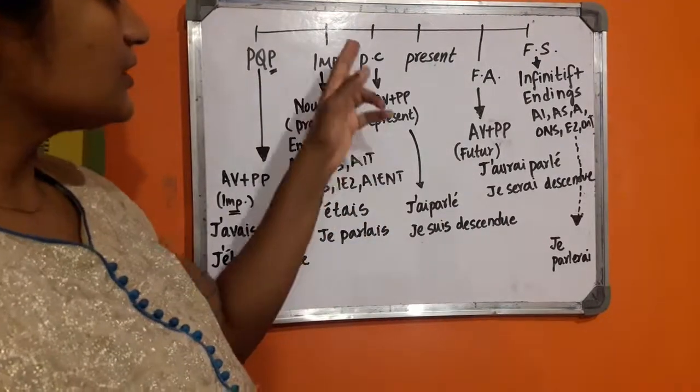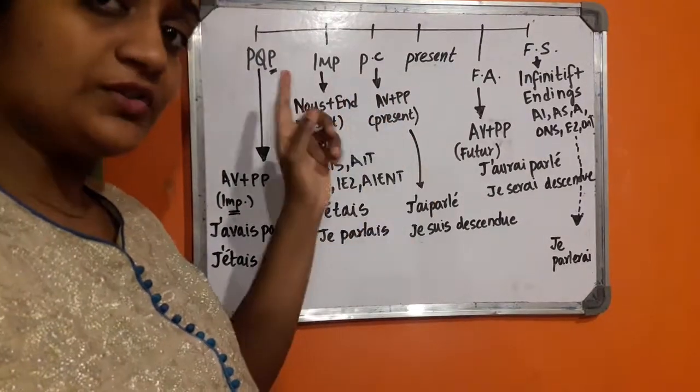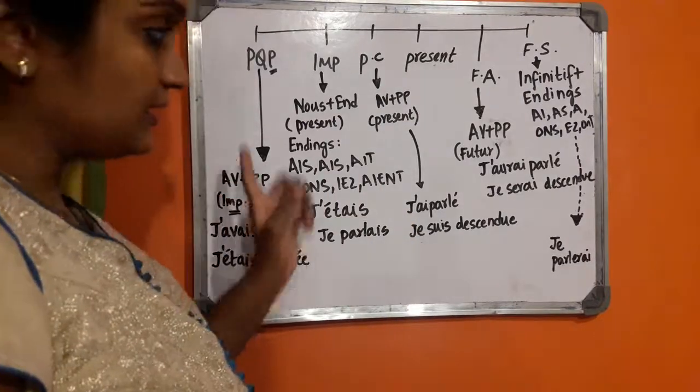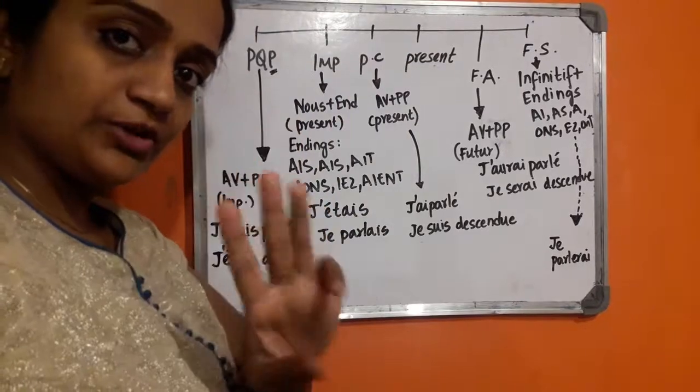Okay, right. So passé composé is simple past. The formula is AV plus PP. The auxiliary verb is conjugated in the present. So you have one AV plus PP here, one more here, and then there's one more here. Okay, so three AV plus PP formulas are there.